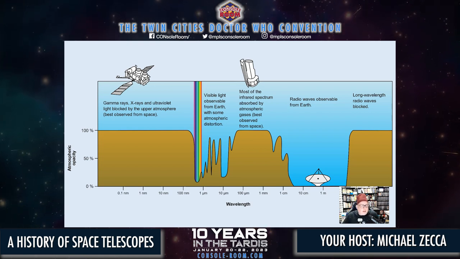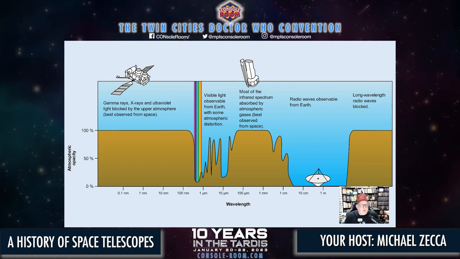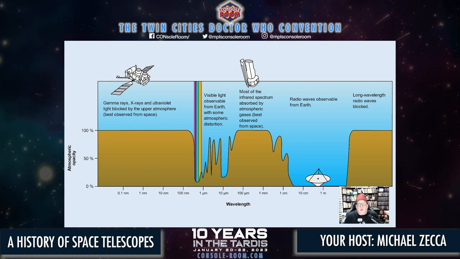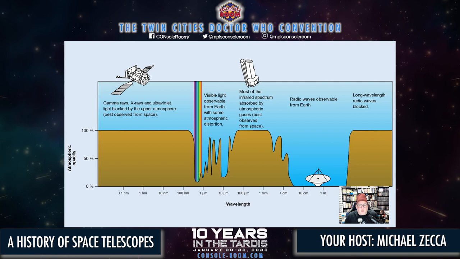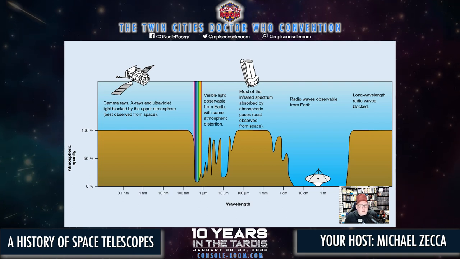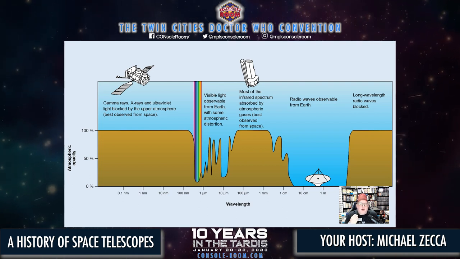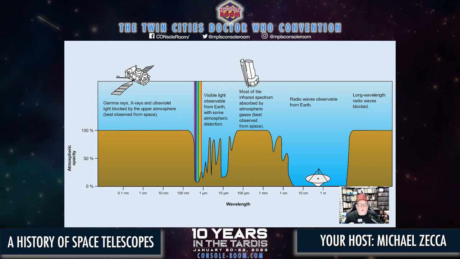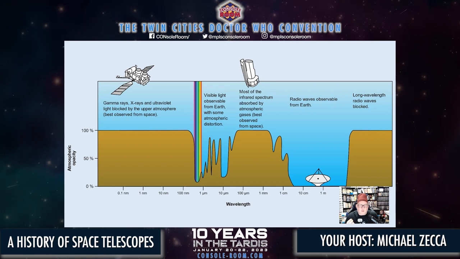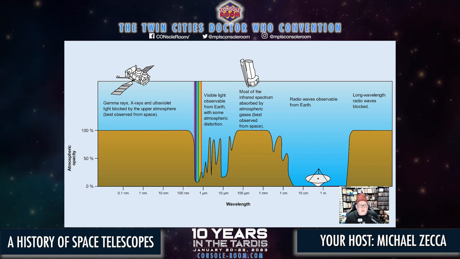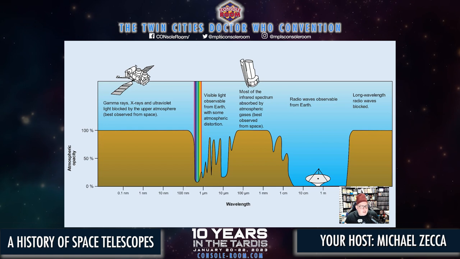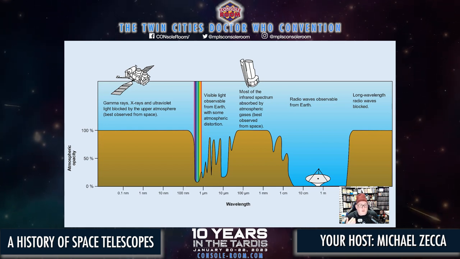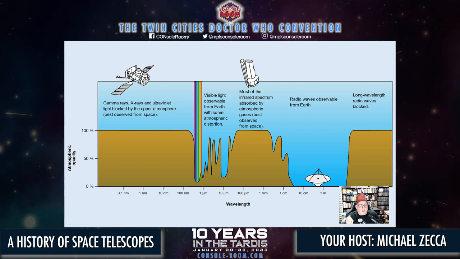But then when we get into the radio band, and yes, radio waves are a form of light, that is something we can see from Earth. So we have a lot of radio telescopes on Earth, and we haven't gone out of our way to put a lot of radio observatories in space because it's very easy to set up an antenna on the ground to do this. But when you get past the radio, we start calling those microwaves. When we get into those really long wavelengths, again, the atmosphere blocks things, and we want to put space observatories up to look for that sort of thing.